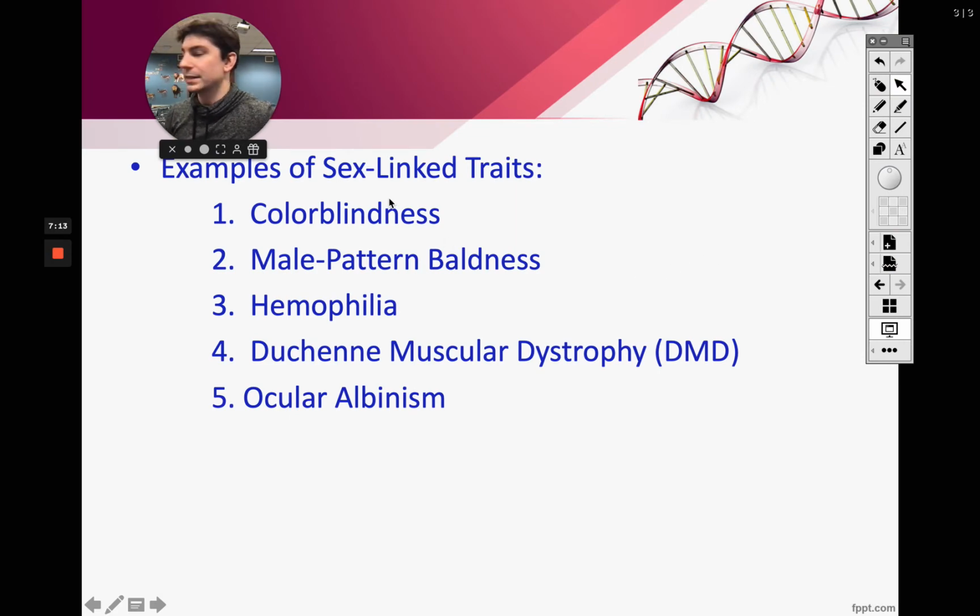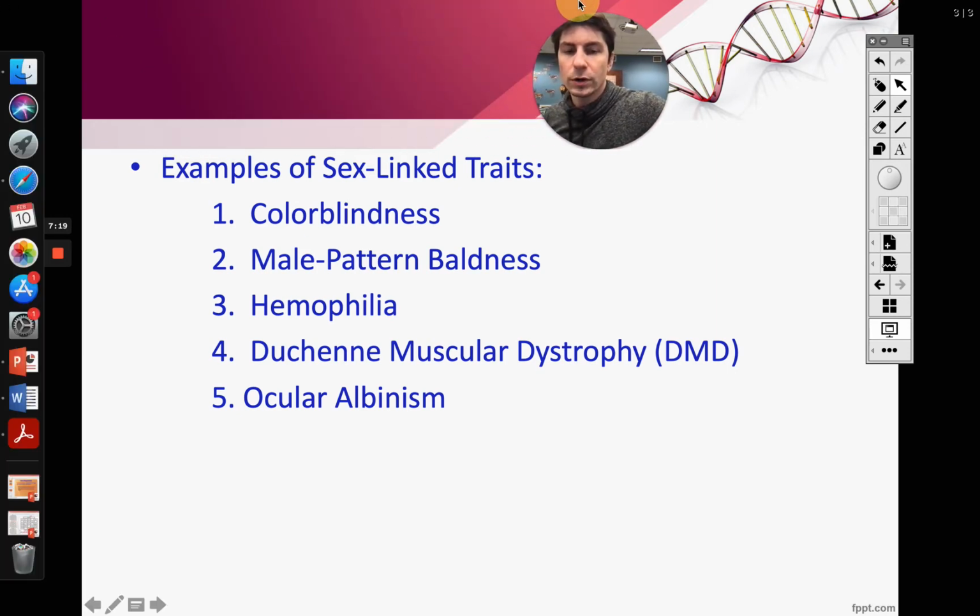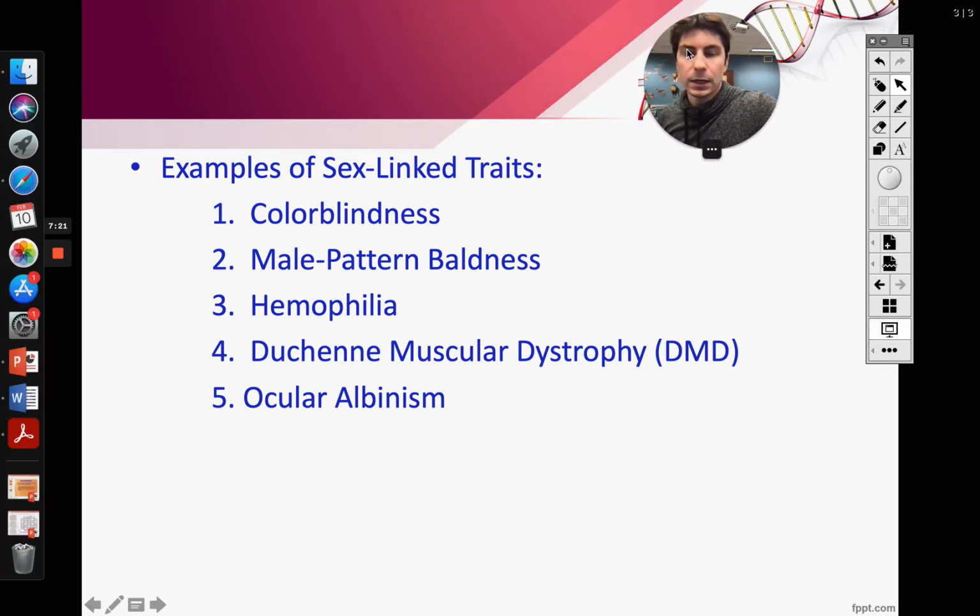So here are some examples of different traits that are on our sex chromosomes. Now, these ones are all going to be on the Y. These ones are all going to be on the X chromosome. The Y is very small. The Y does not carry many traits. The X is what is going to carry most of these traits. Now, that's not saying the Y carries no traits. There are traits on the Y, just not as many.